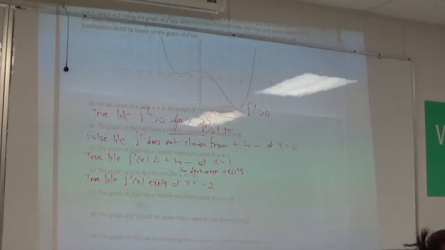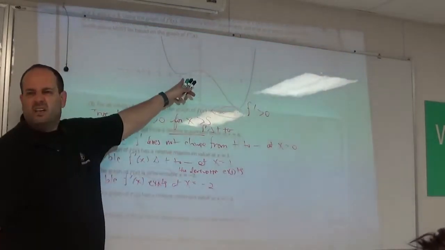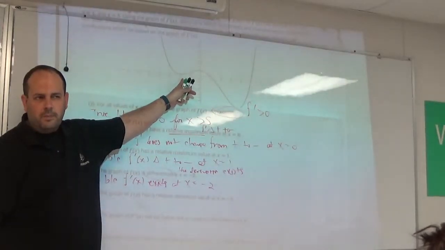I think we're only going to do one more. The graph of f has a relative minimum at x equals negative 2. X equals negative 2? Relative minimum?